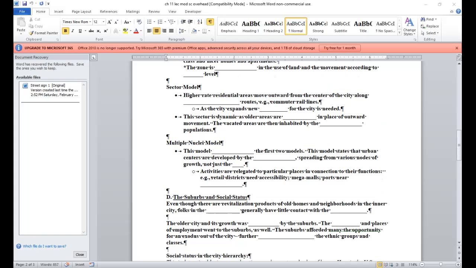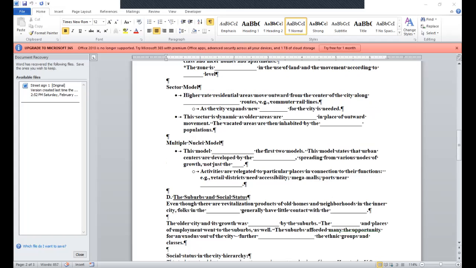Let's take a look at the suburbs and the social status. Many suburbanites, kind of setting this up here, have little contact with the central city that spawned the suburbs. Here in the United States, of course. Gentrification is responsible for a modest revitalization of some inner city neighborhoods, but urban sprawl continues unabated. There's no question about it. So, break it down.